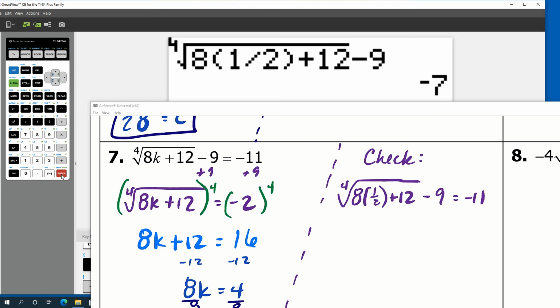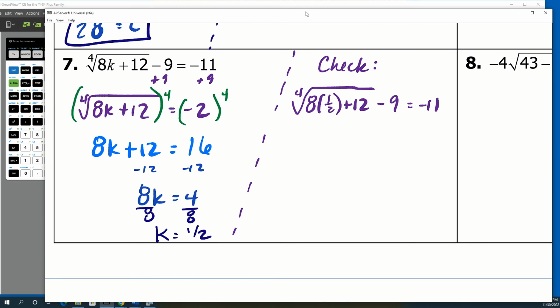Okay, so this is what I was talking about with the extraneous solution. Like, we did everything right, but in the end, we got that negative 7 equals negative 11. Negative 7 is never going to equal negative 11. So what you do is you just mark it out, and then you're going to say that there is no solution. Every equation doesn't have a solution. So because when we checked it, we got something that was false, it's just a false solution. And you just don't know unless you check your answers.